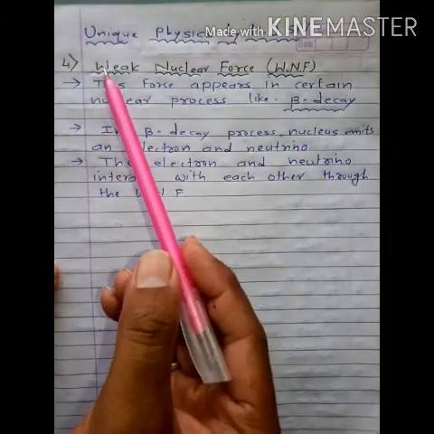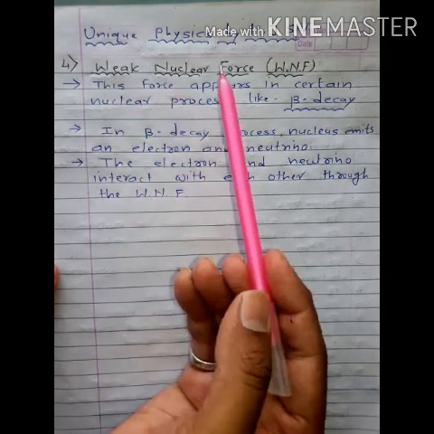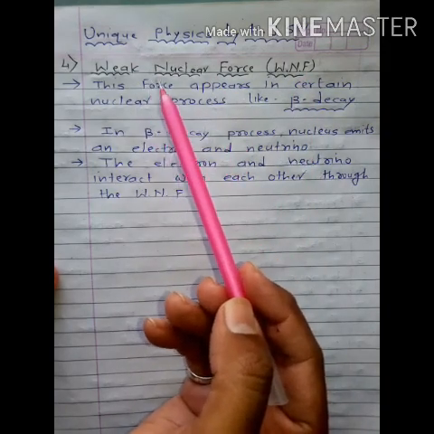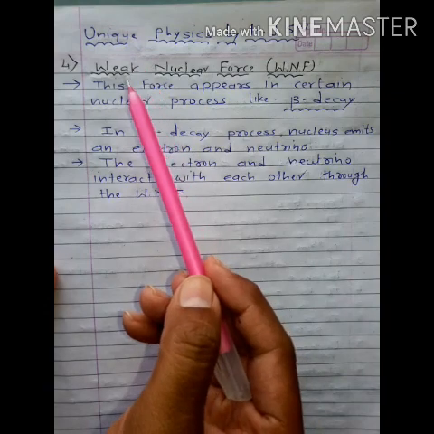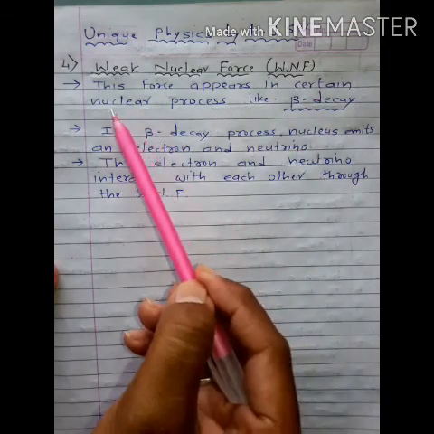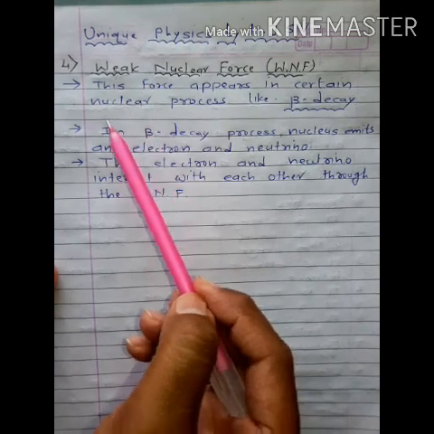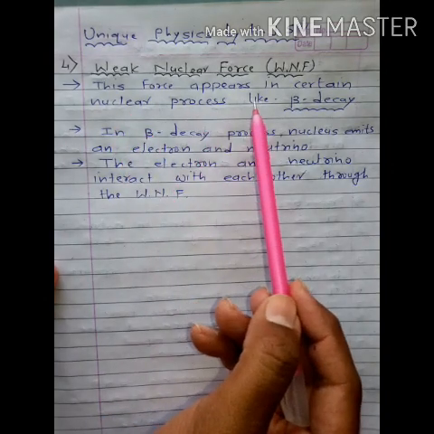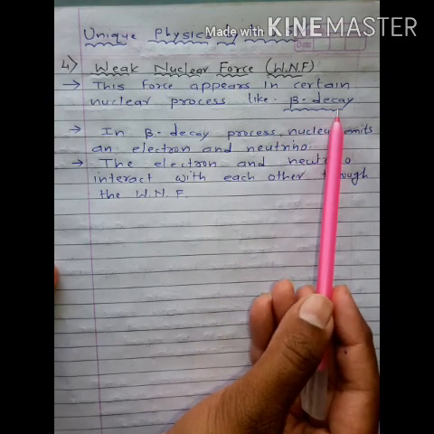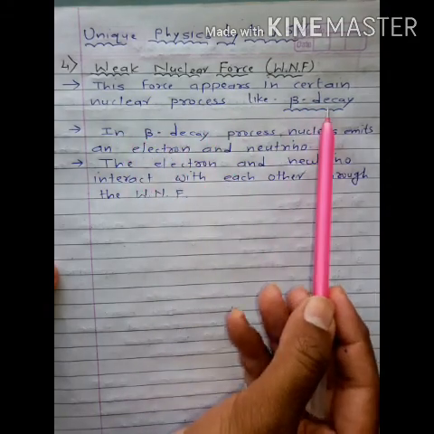Now the fourth type of fundamental force in nature is weak nuclear force, WNF. This is the last type of fundamental force in nature. Remember first point, this force appears in certain nuclear processes. It means this force appears during certain nuclear reactions only. And remember one of its examples is the beta decay process. So this force appears in certain nuclear processes like beta decay.